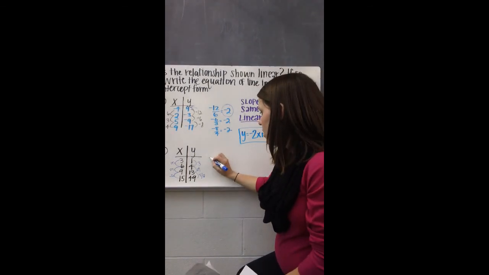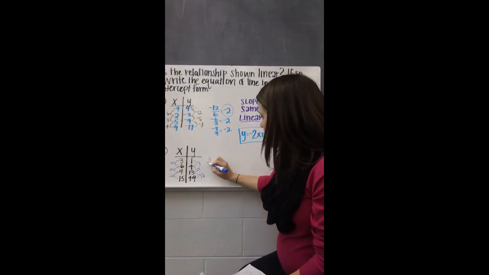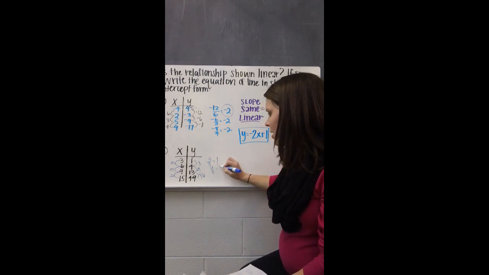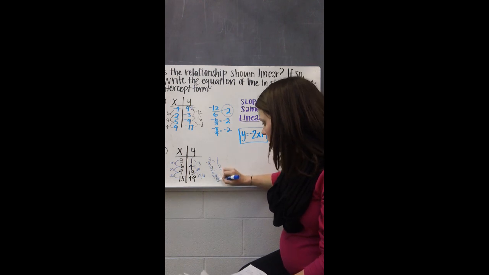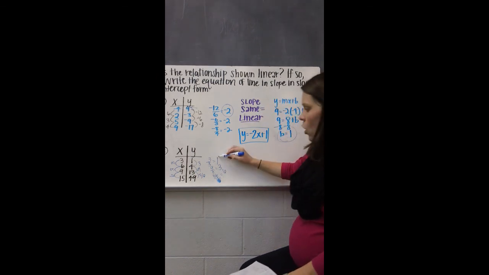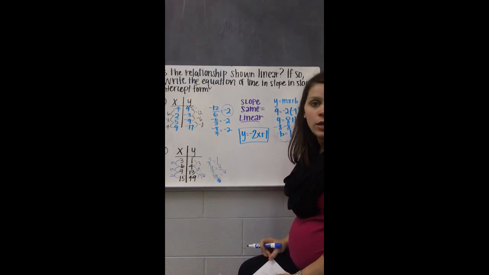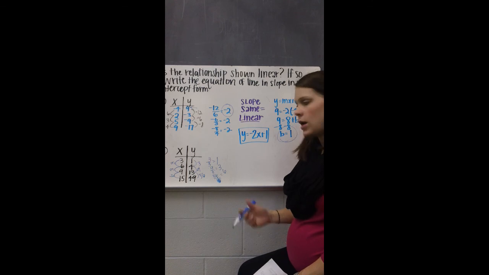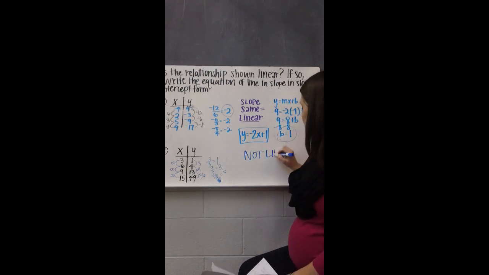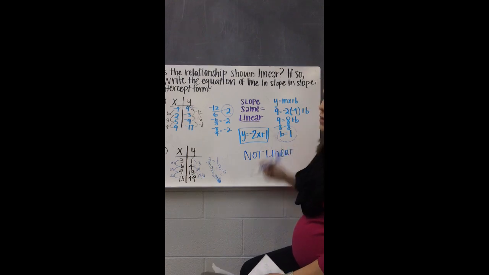So we've got 3 over 3, which is 1. 9 over 3 is 3. And 36 over 6 is 6. None of these are the same rates of change. Since they're not the same rate of change, this is not linear. And since it's not linear, we cannot find the equation of the line.